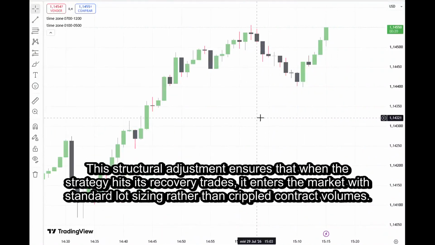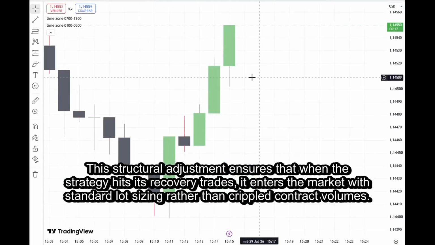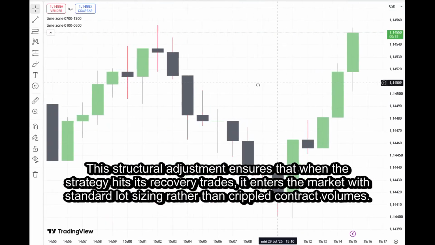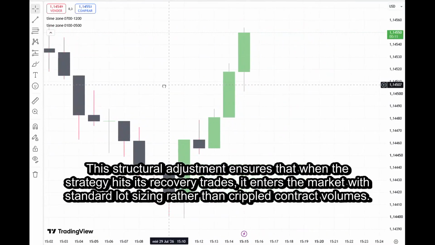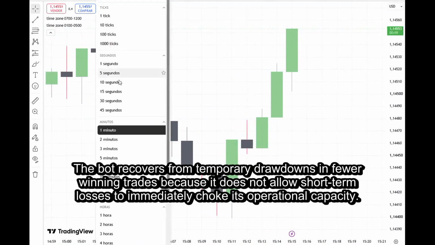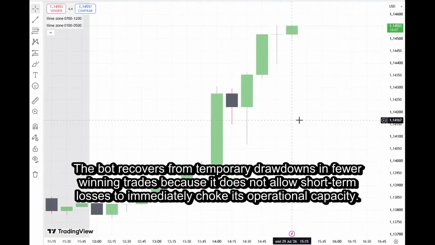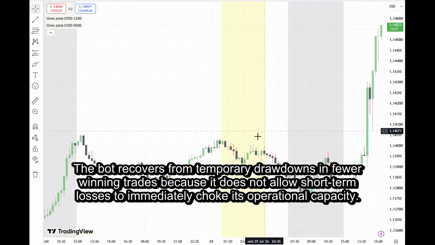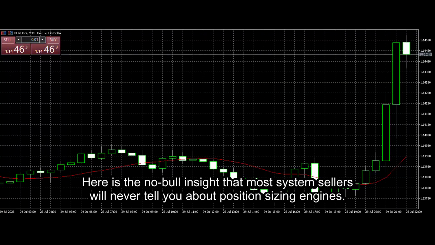This structural adjustment ensures that when the strategy hits its recovery trades, it enters the market with standard lot sizing rather than crippled contract volumes. The bot recovers from temporary drawdowns with fewer winning trades because it does not allow short-term losses to immediately choke its operational capacity. Here is the noble insight that most system sellers will never tell you about position sizing engines.